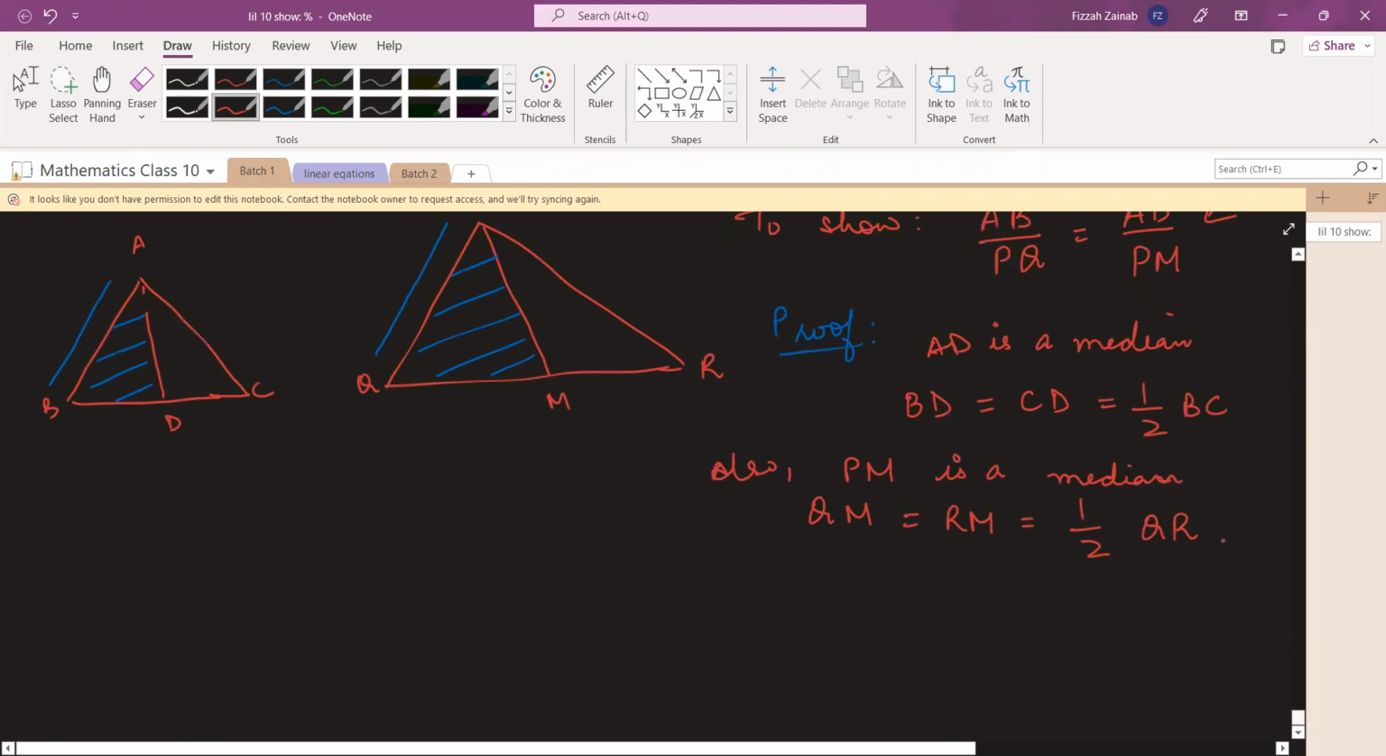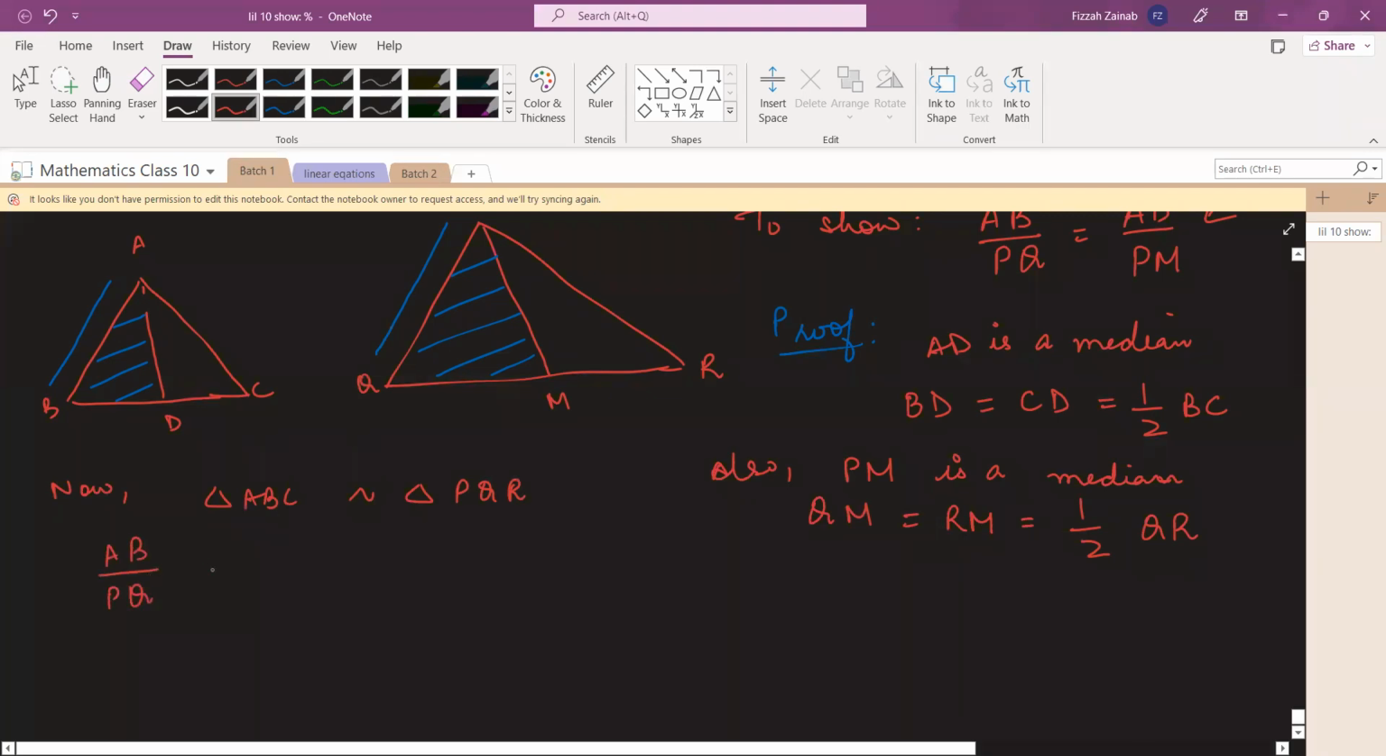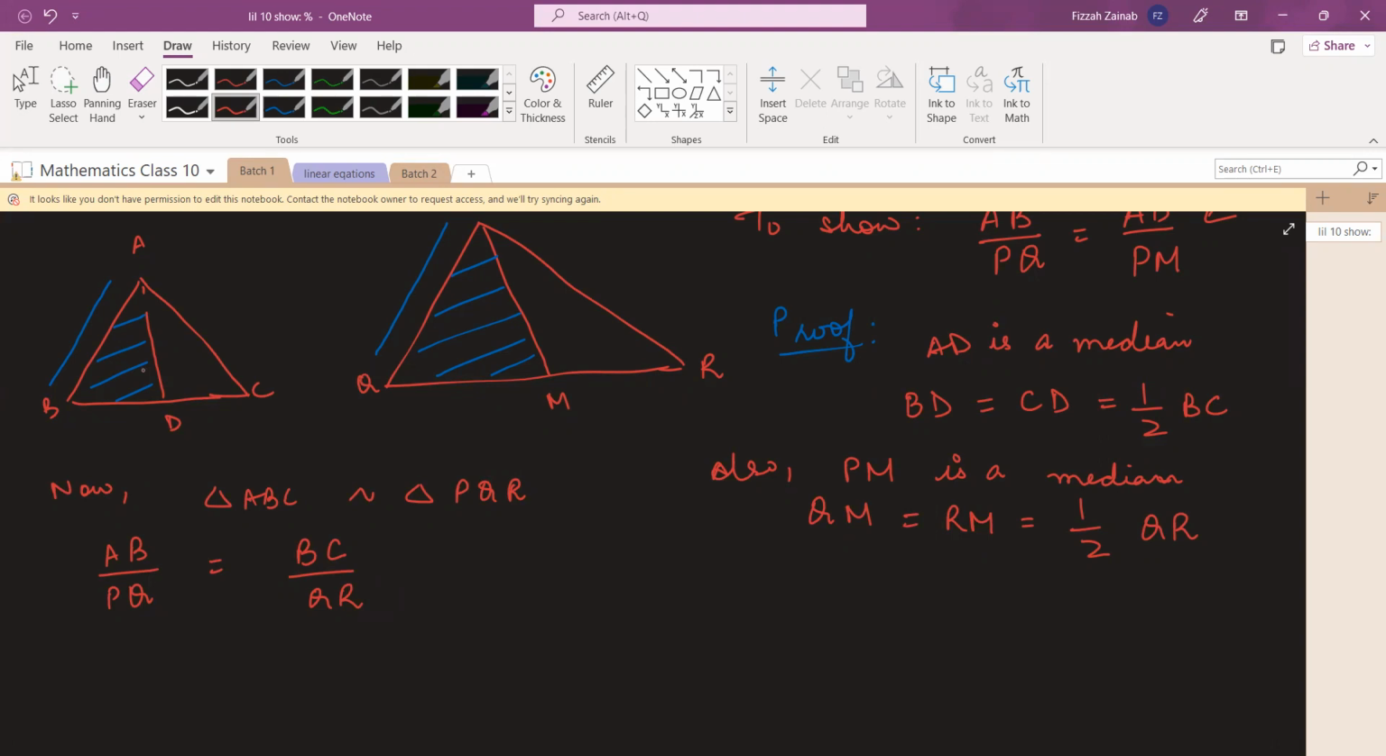Now, why am I doing this? Because the full triangle ABC is already in proportion to the full triangle PQR, correct? That means this side AB is in proportion to PQ, and the other side BC is in proportion to QR. Is that okay? Yes, ma'am. I'm not taking the third side because I'm not interested in it. I'm interested only in my blue triangle, only the left one.